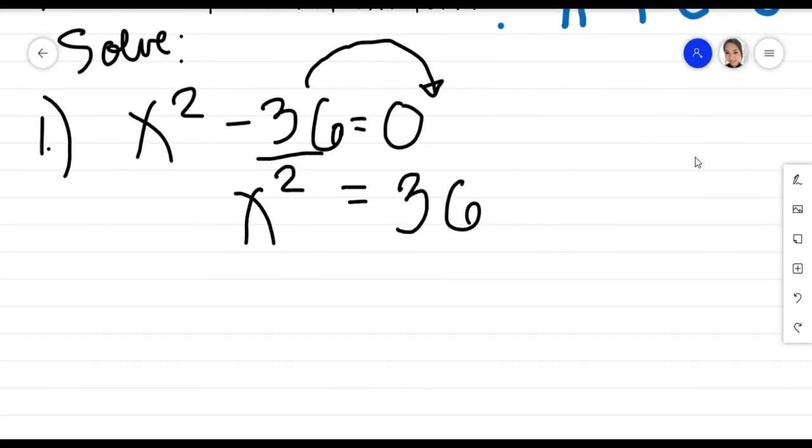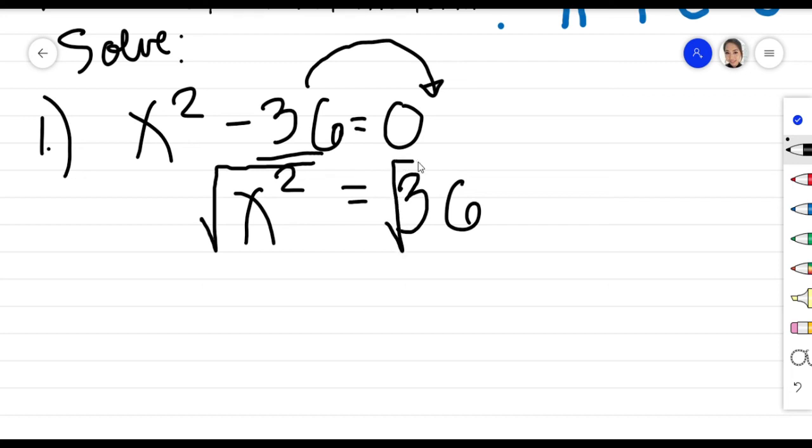And then notice that the left side of our equation is of exponent 2, and 36 is a perfect square. What we will do is extract square roots. So we will apply the square root on the left side of our equation. Since you write a square root here, do not forget to write also a square root on the other side. So we will do extracting square root.